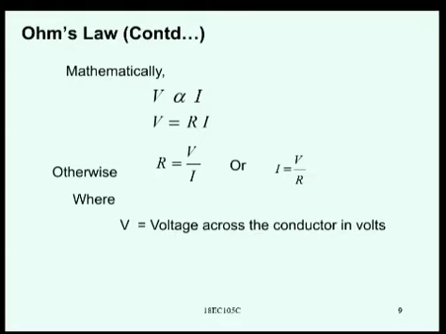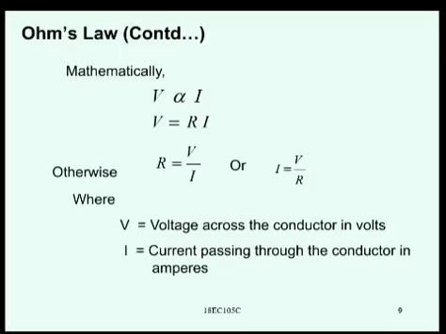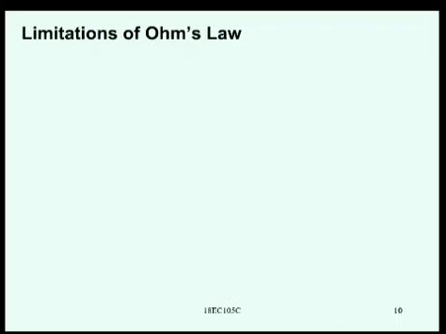Where V denotes the voltage applied to the conductor in volts, which is across that. I is the current passing through the conductor in amperes, whereas amperes is the unit for current and volts is the unit for voltage. R is the resistance of the conductor expressed in ohms. So the unit of measurement of resistance is ohms.